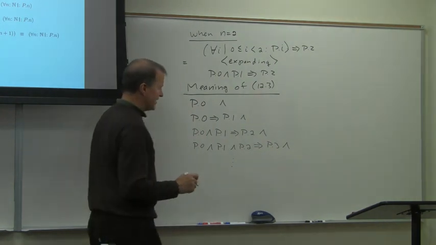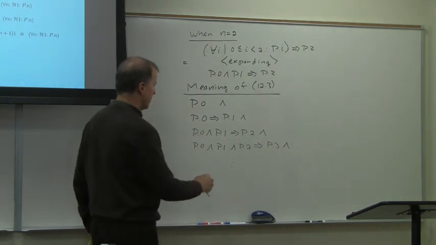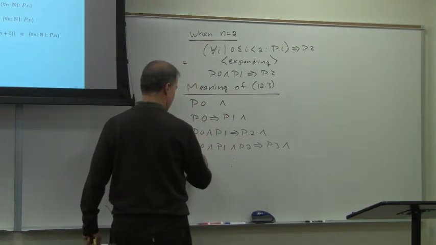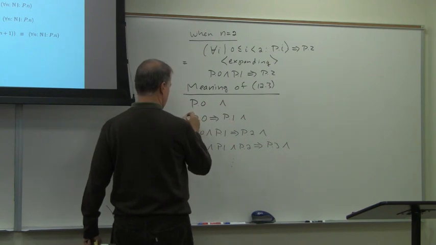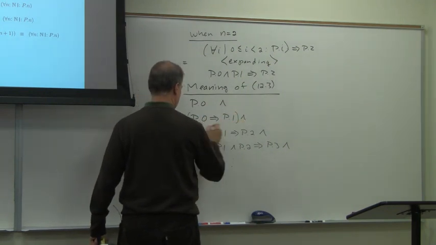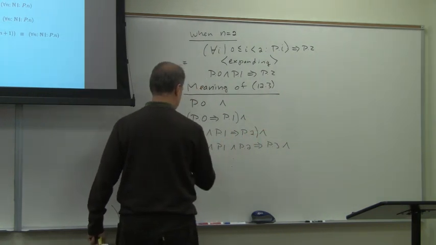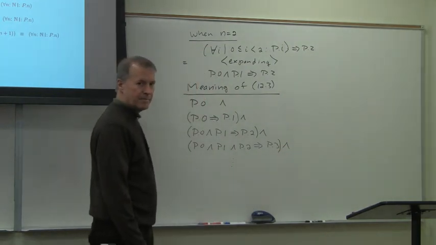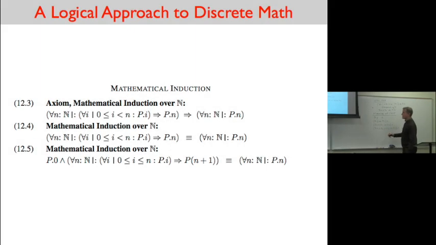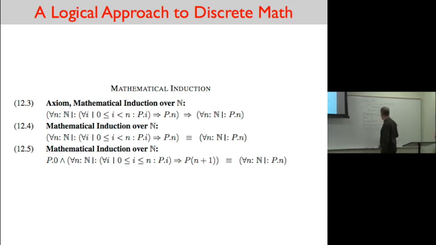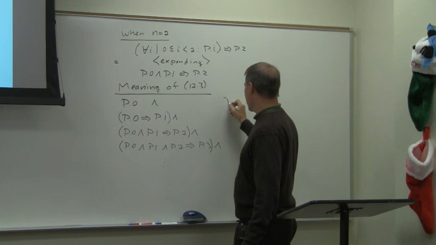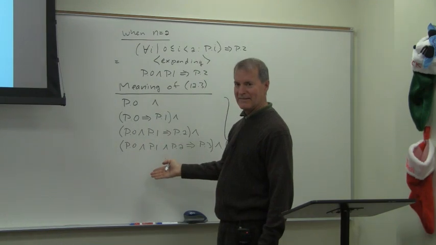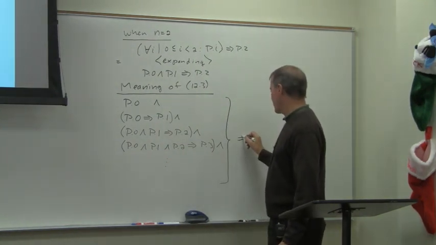Now, we actually need some parentheses around here, right? Because we don't want this to be P.2 and P.0. So I think we need parens like here. Is this right? Yeah. Like that. Okay? And what 12.3 is saying, but this is for all n, is that this whole thing, which is just the left-hand side, goes to infinity. It's saying that this whole thing implies what?